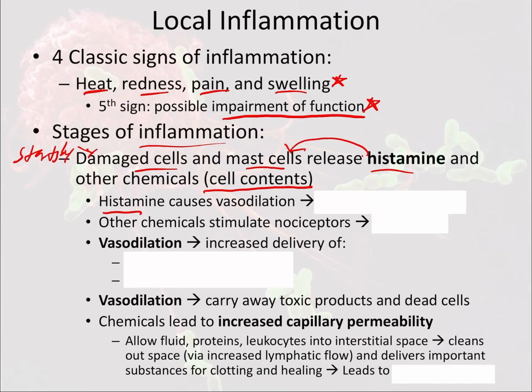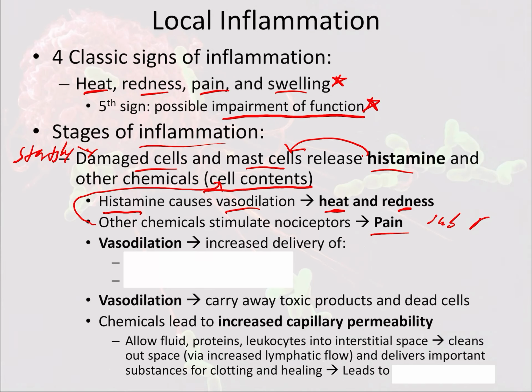Okay, so what does histamine do? Histamine is a direct vasodilator. So if we send more blood to an area, that's going to lead to that area getting warmer, as well as red. We also have other chemicals that stimulate pain receptors, or nociceptors. Some of those are chemicals found inside of cells. One specifically is called substance P. When it gets out of the cell and binds to pain receptors, it causes pain.